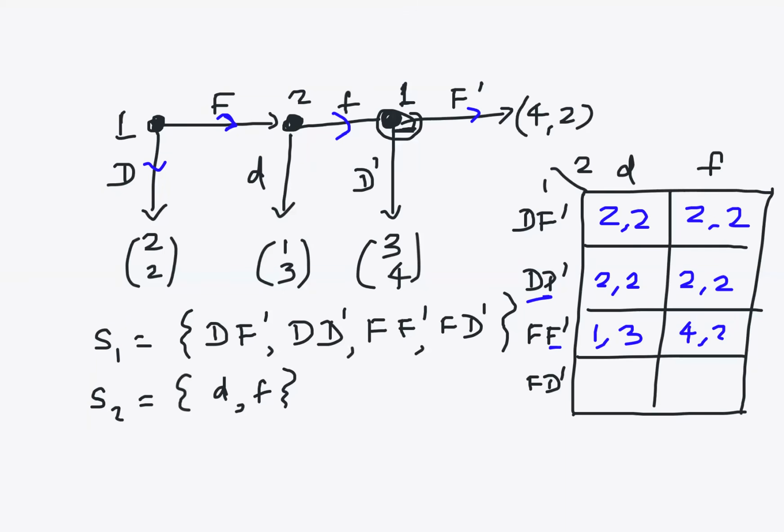And here, F, player 1 moves forward, F, like this, and then player 2 moves down, game ends, so 1, 3. And if player 1 moves forward, player 2 moves forward as well, and then player 1 moves down, D prime, then the payoffs are 3 and 4. So this is your normal form representation of the extensive form game here.